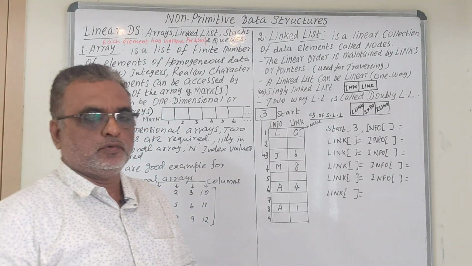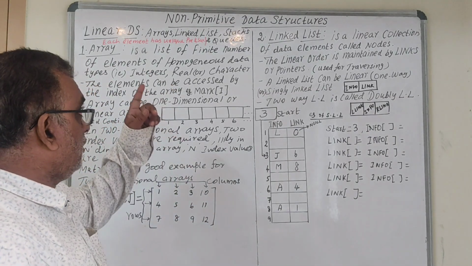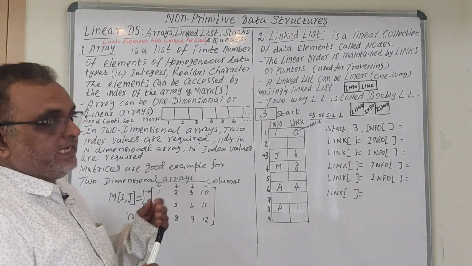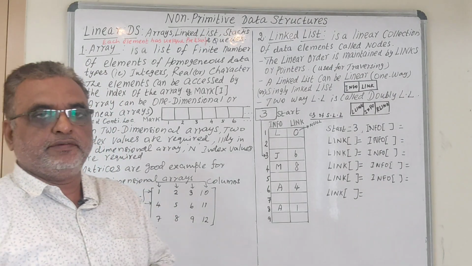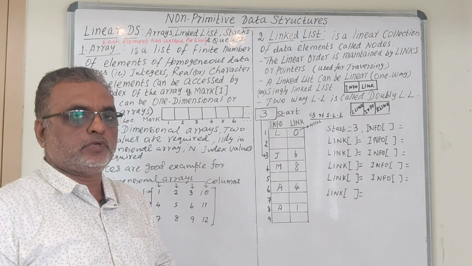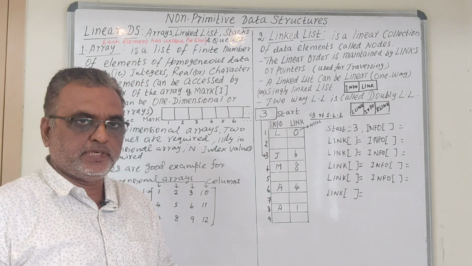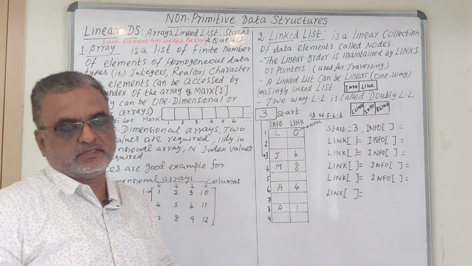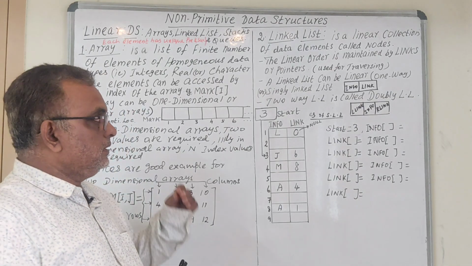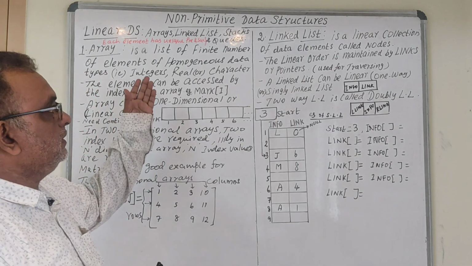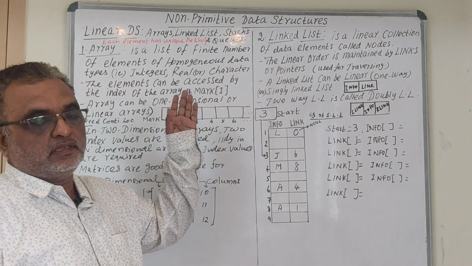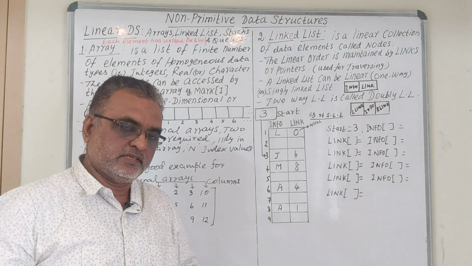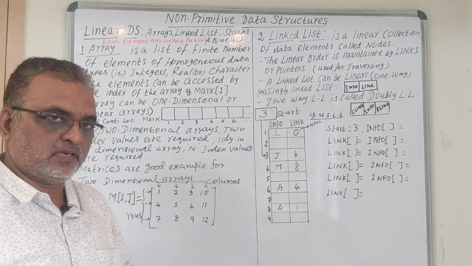So in this video we are going to discuss non-primitive data structures. Data structures can be divided into mainly two types. One is primitive data structures and another is non-primitive data structures. Normal integers, real, character, boolean, they are called primitive data structures that we discussed in our previous video.